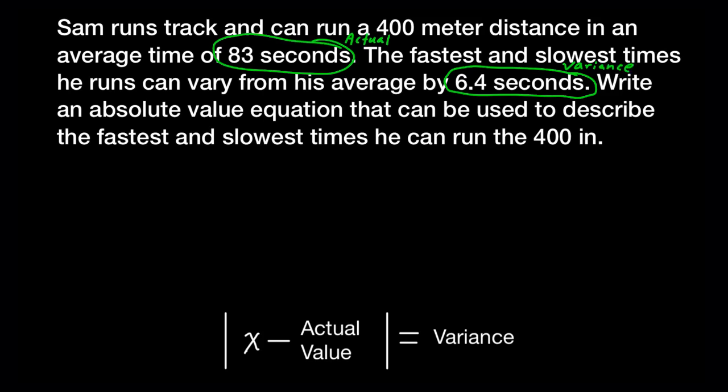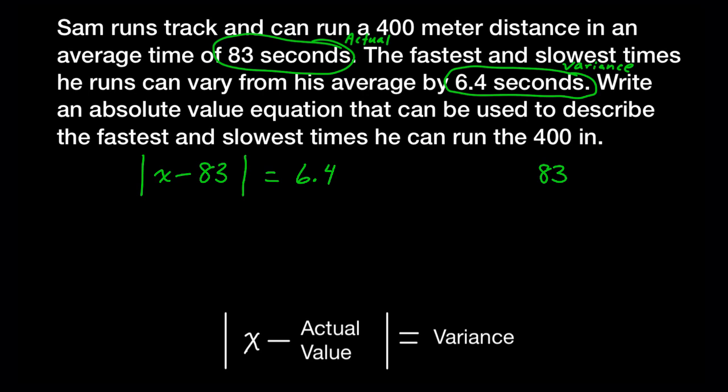The variance is what your actual value can change by. So he can run an average of 83 seconds, but sometimes he will run up to 6.4 seconds slower. Sometimes he'll run up to 6.4 seconds faster. So he can run anywhere in that range, and that is where he will typically run the 400 meter. So if we're going to set up an equation, we're going to use this formula down here, and so we're going to have the absolute value of x minus his actual time of 83 seconds equals his variance, which is 6.4 seconds.